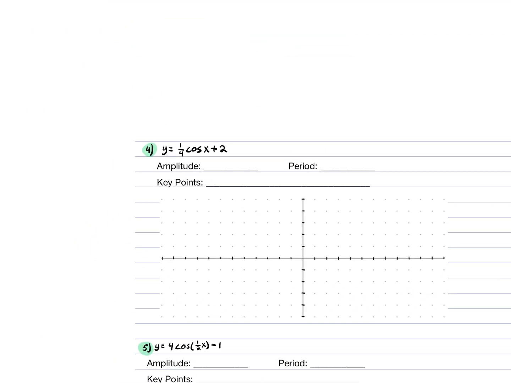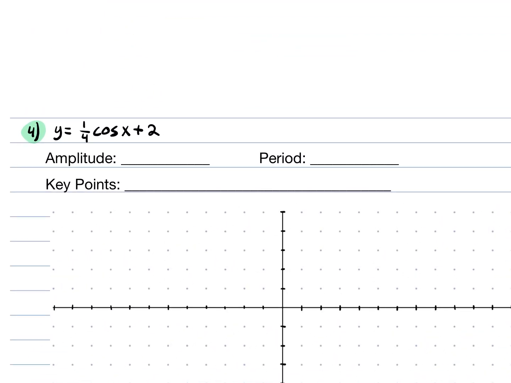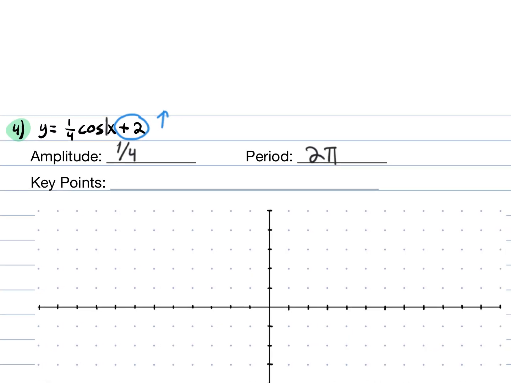Okay, so let's keep going. Let's try this one. Okay, same process. What's our amplitude? 1/4. All right, what's our period? It's just 2 pi, right? Because there's nothing inside of the x. All right, and this one does have a shift, so in the end, we are going to have to move our graph up 2 units, so just keep that in mind.